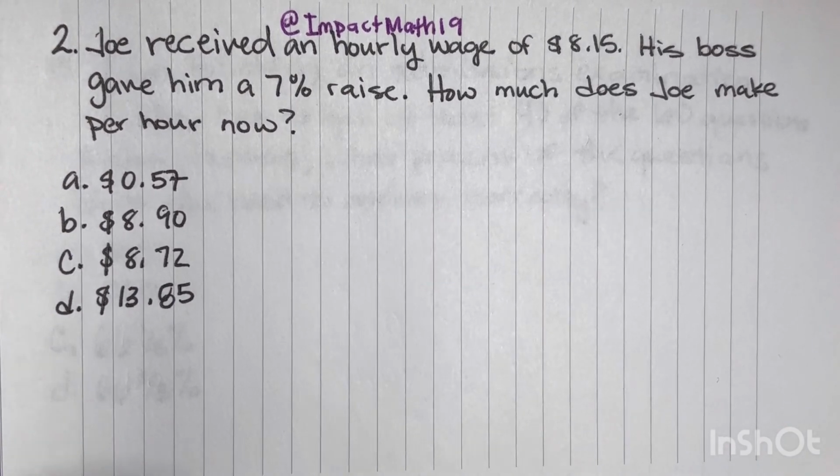Joe received an hourly wage of $8.15. His boss gave him a 7% raise. How much does Joe make per hour now?